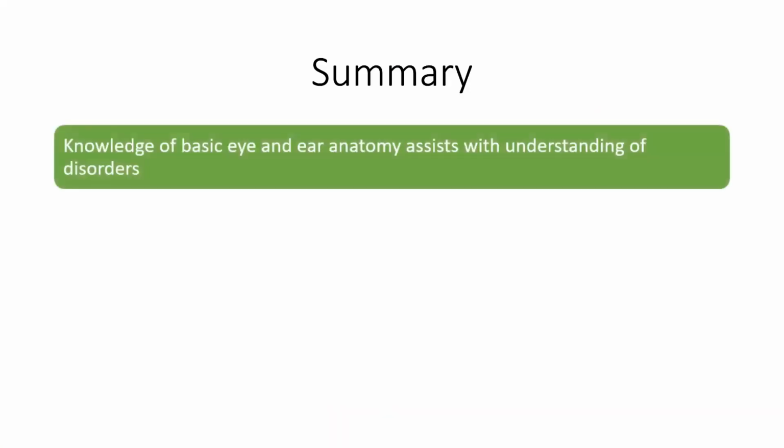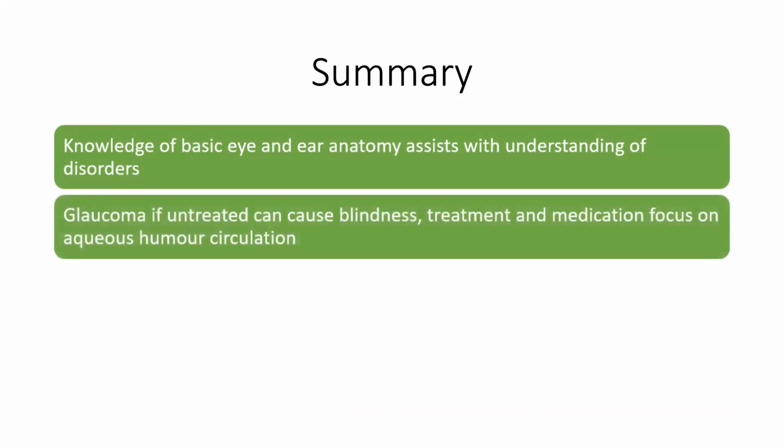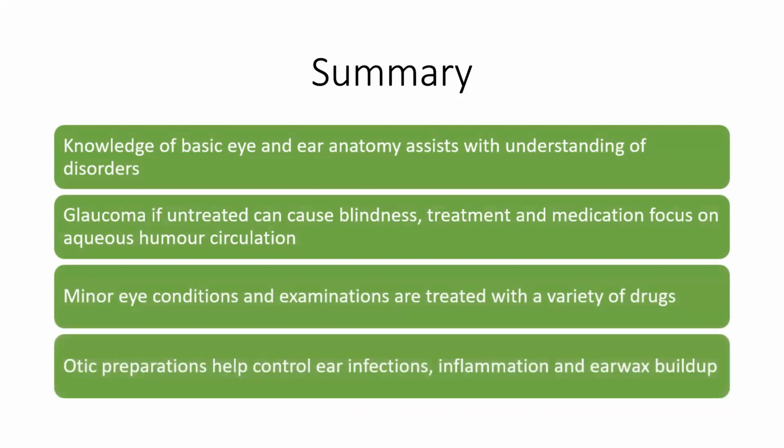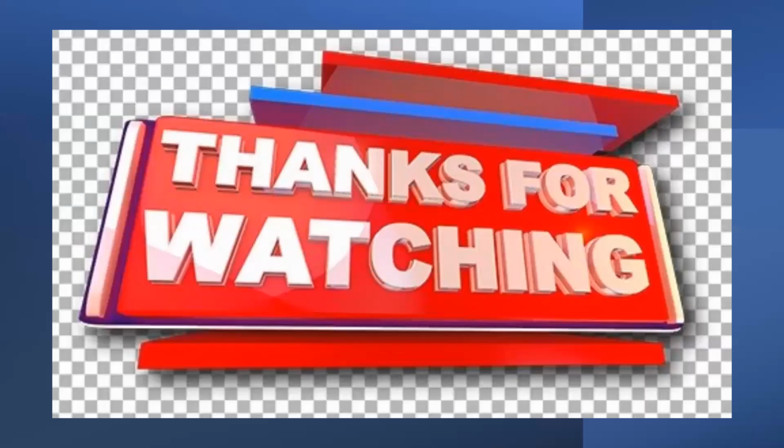The summary of the whole eye and ear section is that it gives us knowledge of the basic eye and ear anatomy, along with the understanding of disorders. Glaucoma, if untreated, can cause blindness. Treatment and medication focus on aqueous humor circulation. Minor eye conditions and examinations are treated with a variety of drugs. And otic preparations can help control ear infections, inflammation, and earwax buildup.